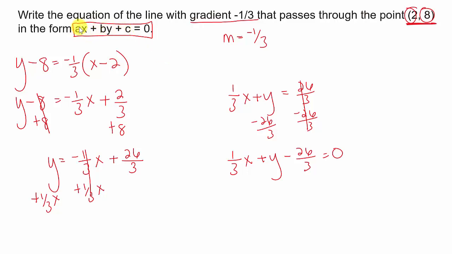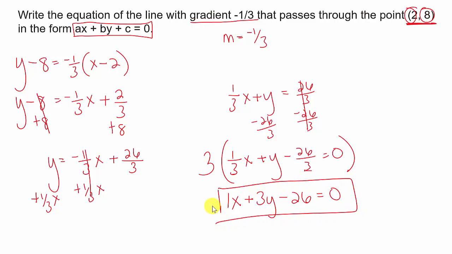The problem is we have to remember that this form cannot have fractions. In this case, they happen to both be 3's on the bottom again, so I'm going to multiply by 3. And that's going to give me 1x, or just x, plus 3y minus 26 equals 0. And that is the form ax plus by plus c.